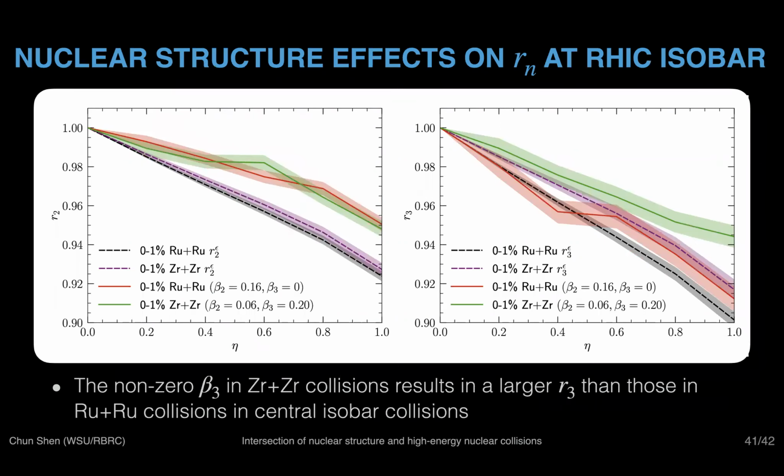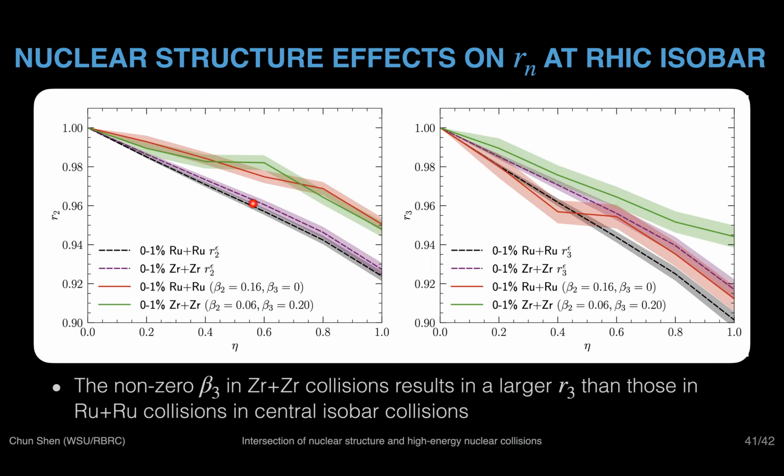So here is the interesting one that I look at, the ruthenium versus zirconium. Here I trigger on ultra-central collisions, 0 to 1%. So the two nuclei fully overlap. In terms of the nuclear structure deformations, for the ruthenium, you use a non-zero beta 2. And for the zirconium, you input a non-zero beta 3 equal to 0.2.